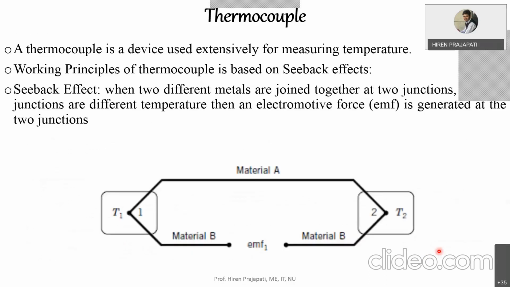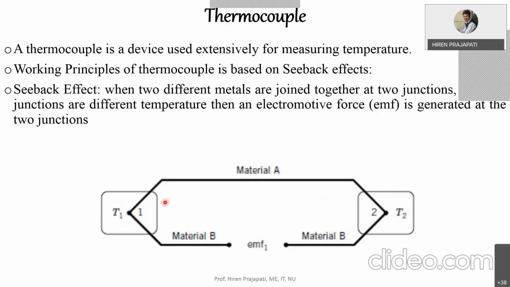Now we move further to the more popular and more commonly found temperature measurement device in processing industries, that is the thermocouple. A thermocouple is a device used extensively for measuring temperature. It basically works on the Seebeck effect. Now what is the Seebeck effect? If you look at this diagram, we have two wires made of two different materials, A and B. These two wires are joined and form two junctions, junction 1 and junction 2.